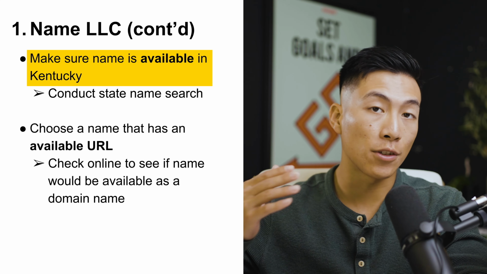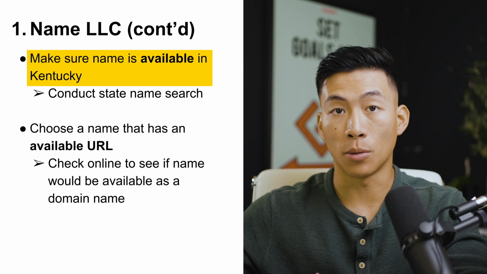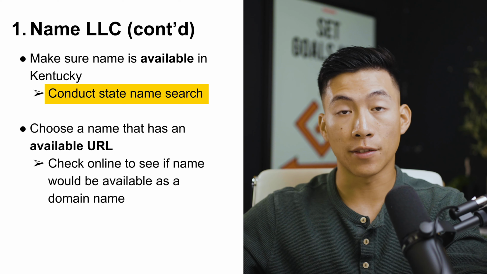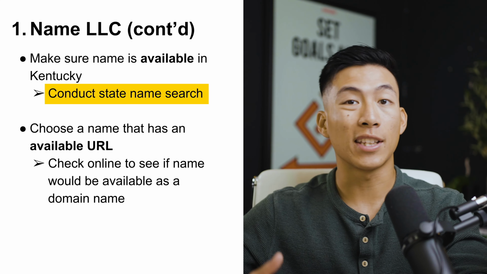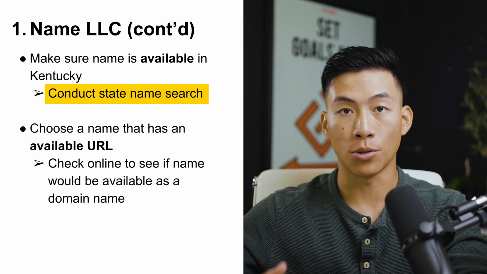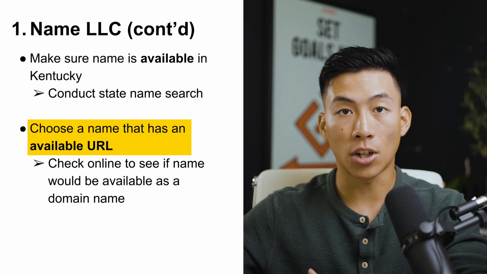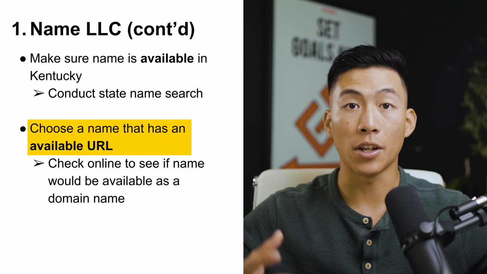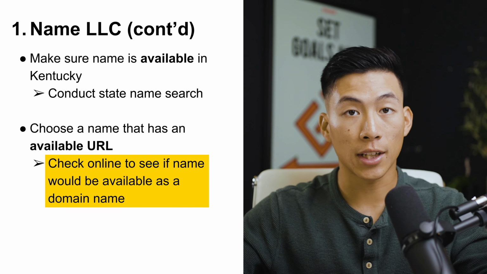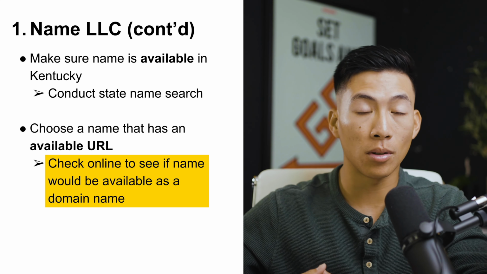So with this, you guys just have to make sure that your business name is actually available. You could do this on the Kentucky Secretary of State website, and you're also going to want to make sure that the name that you choose has an available URL. That's because with any business that you start, you're most likely going to want to also have a website for it. So it's just good to double check that your business name is actually available as a website name.